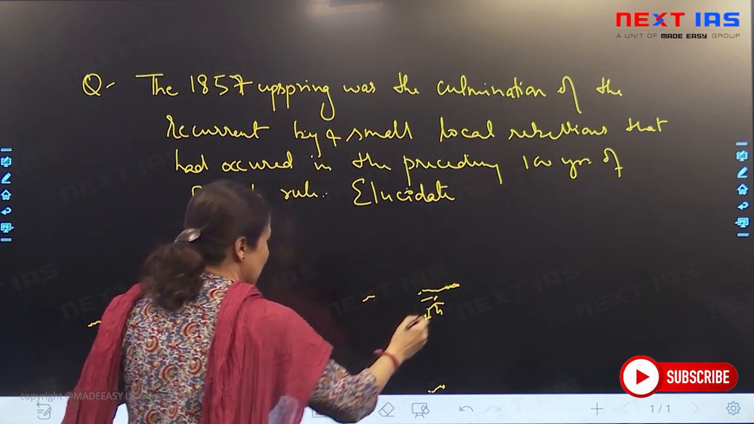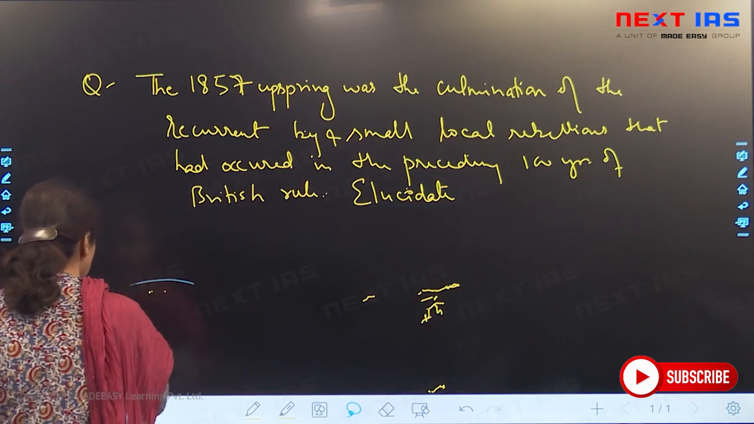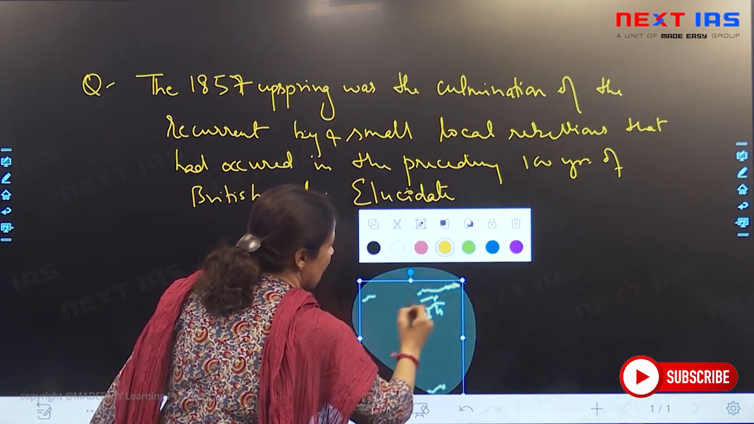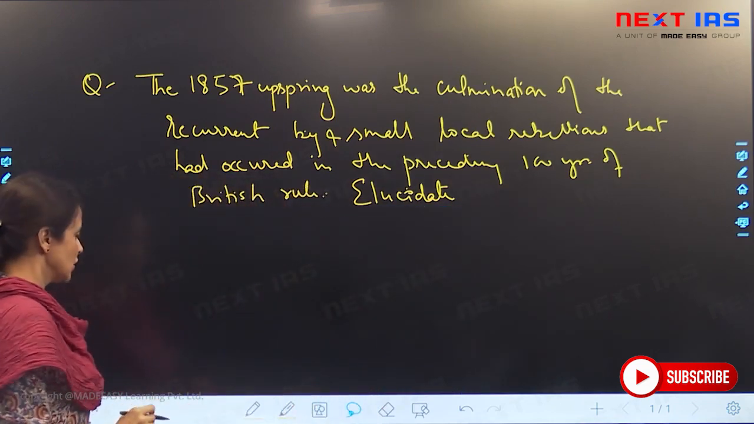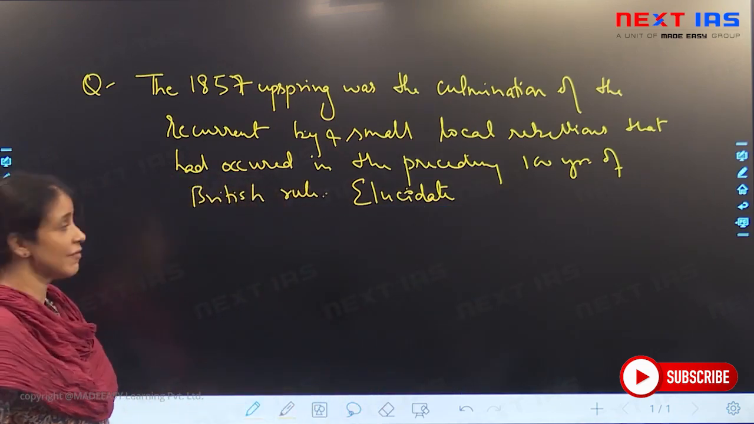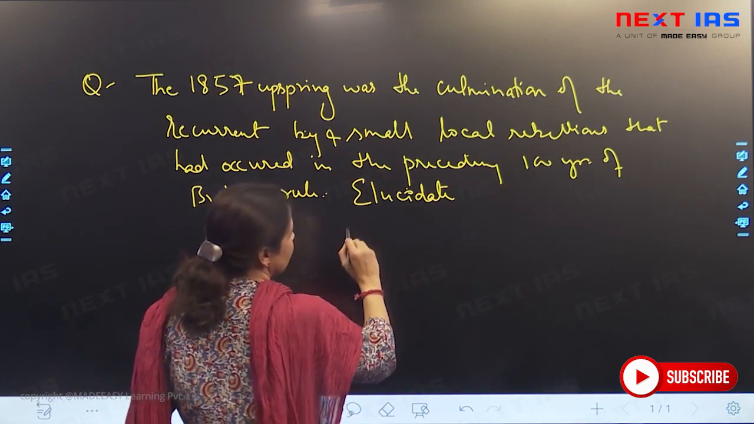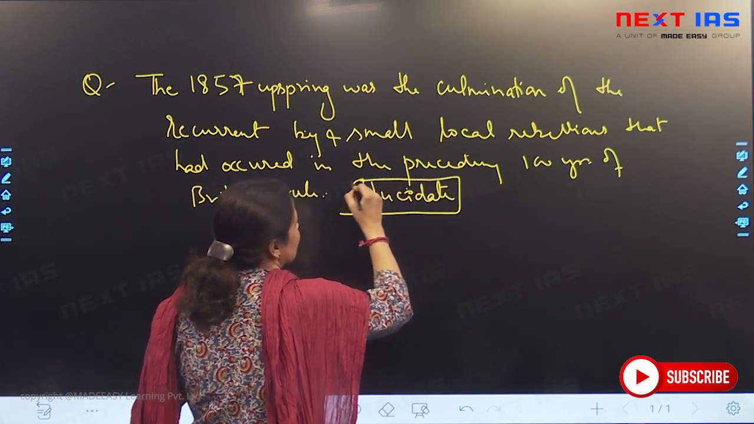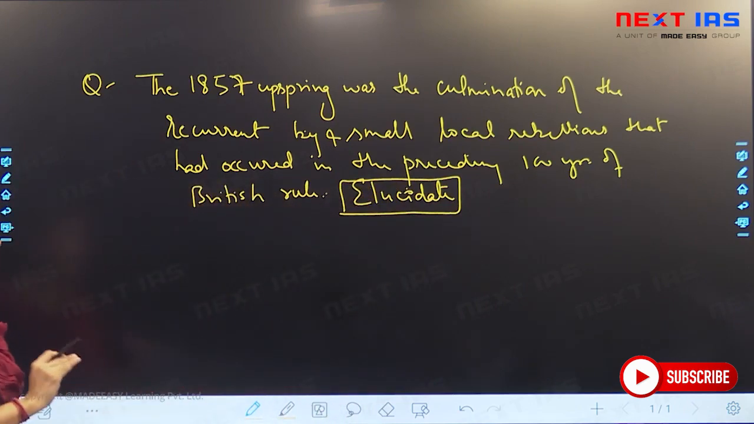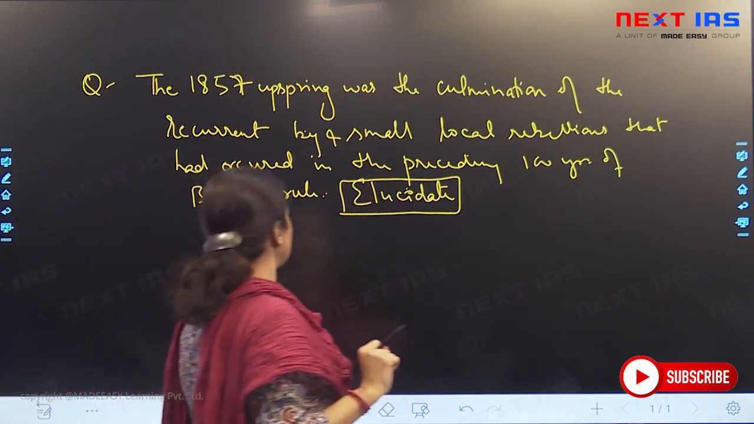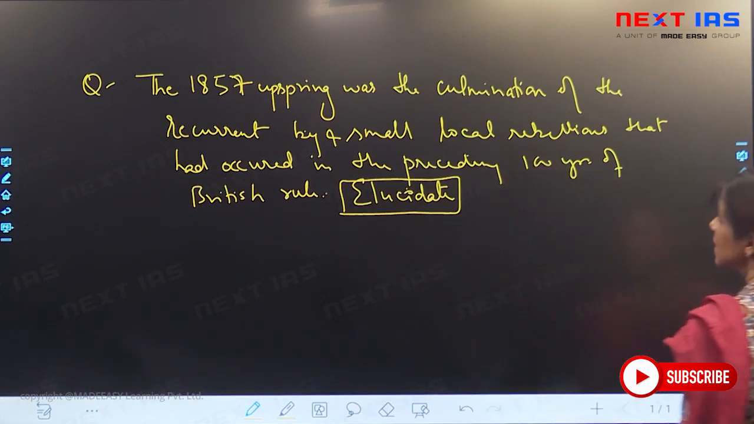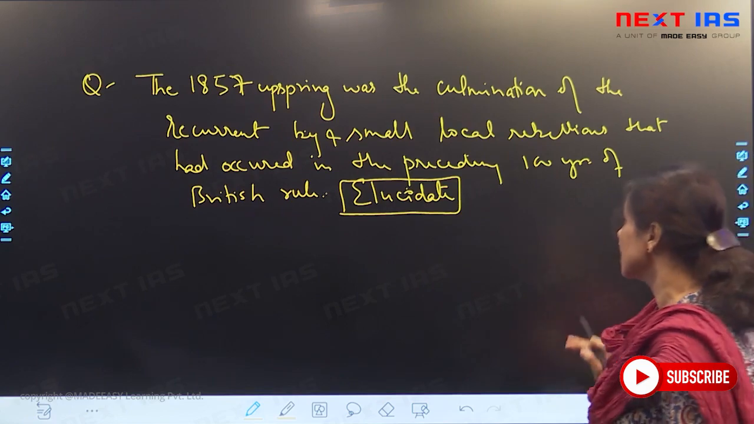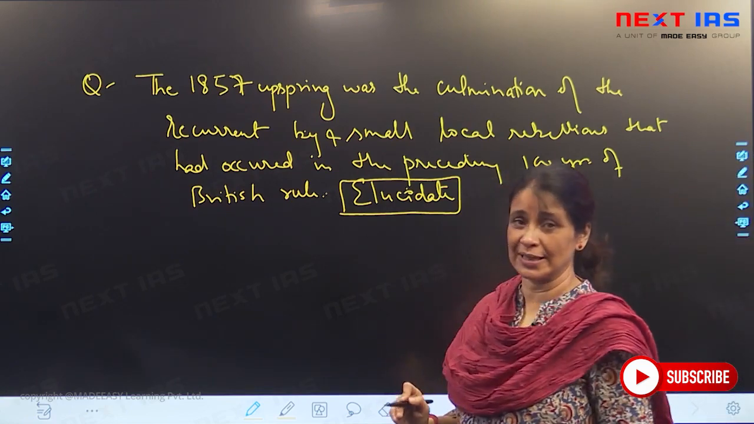I am not going by the alphabetical order, like starting with D or something. I am taking the questions and discussing. Okay, so the term here, or the tail word here, is the direction given, which is to elucidate. Now, the 1857 uprising was the culmination of the recurrent big and small local rebellions that had occurred in the preceding 100 years of British rule. Elucidate. So what does this term elucidate mean?